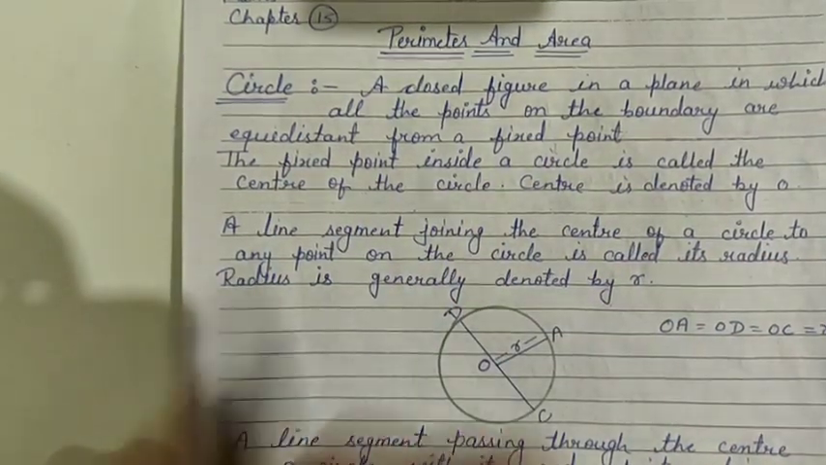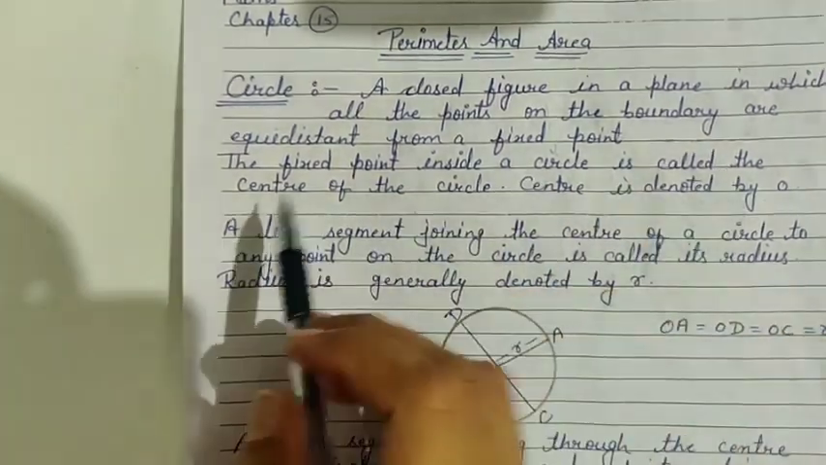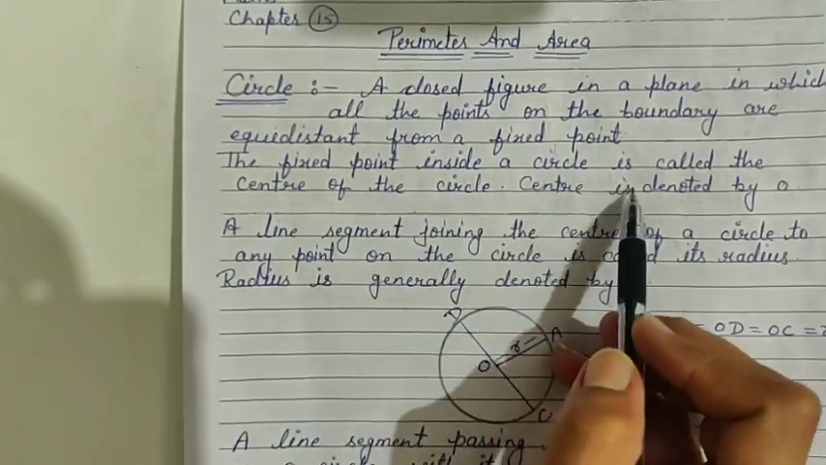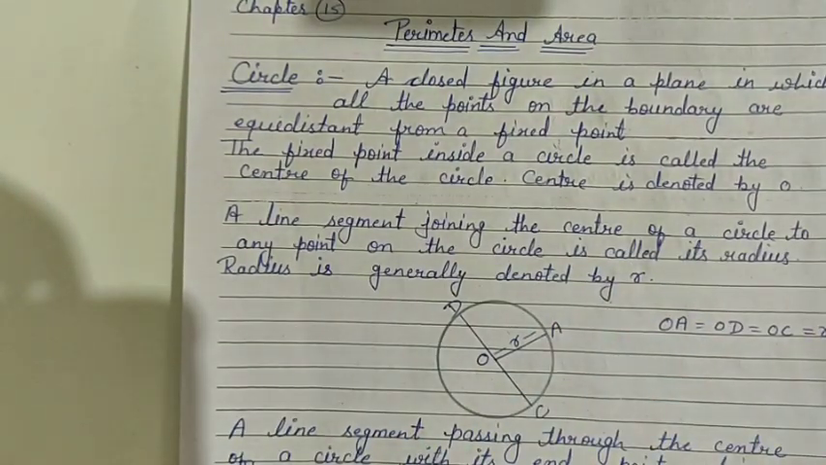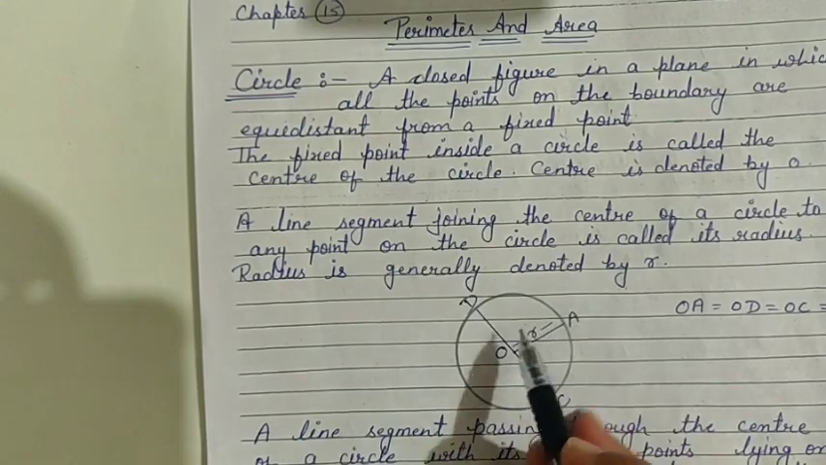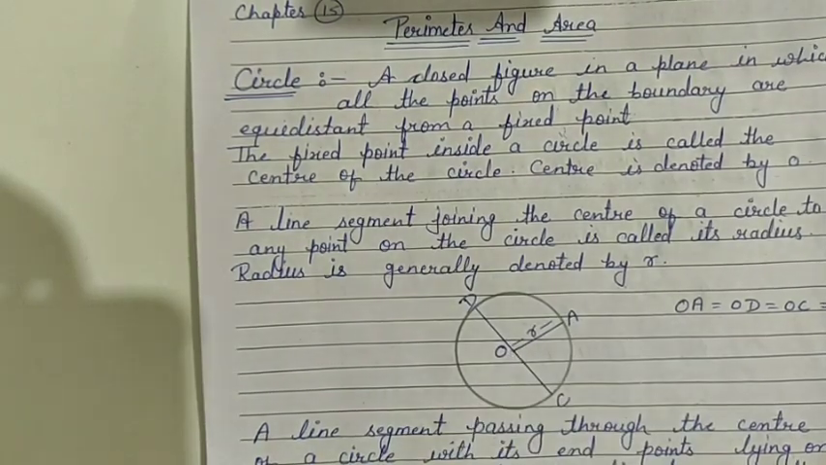The fixed point inside a circle is called the center of the circle, and center is generally denoted by O. This is a circle and this is the center of this circle.